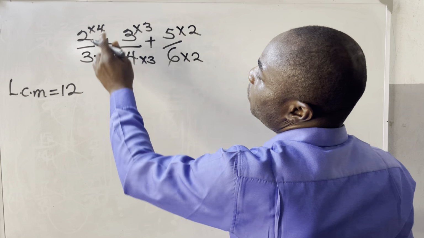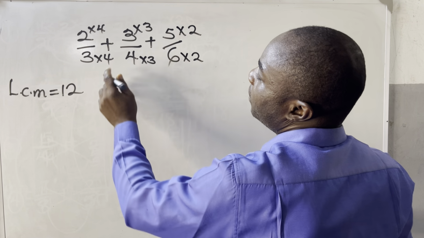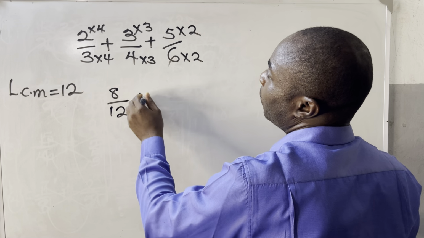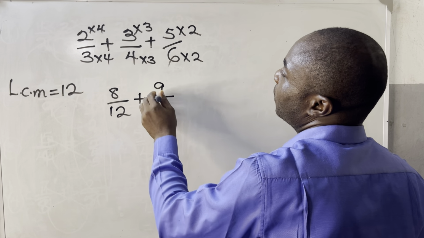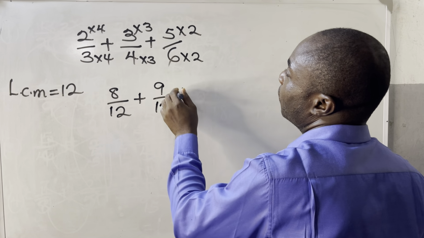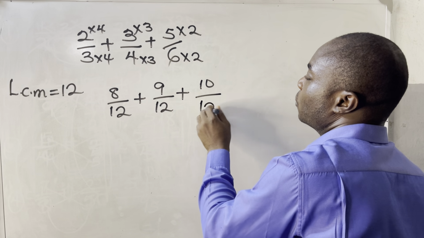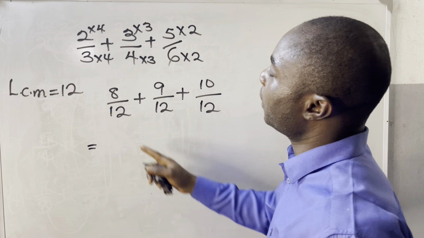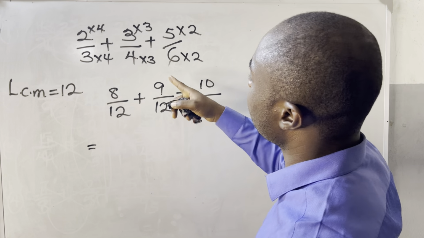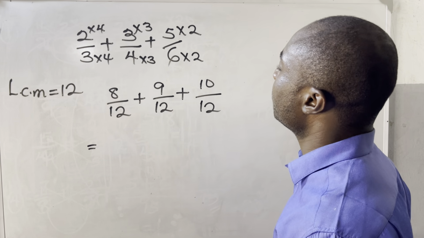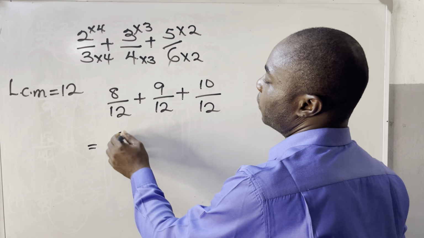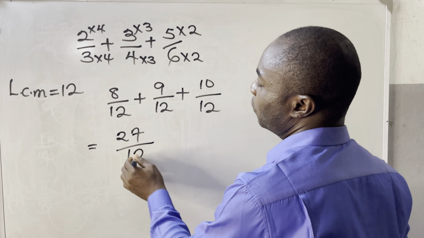So what do? We simplify. 2 times 4 is 8. 3 times 4 is 12. 3 times 3 is 9. 4 times 3 is 12, and 5 times 2 is 10, 6 times 2 is 12. So we're getting close to the end of the solution. 8 plus 9, that will give us 17, and 17 plus 10 is 27. So we'll have 27 over 12.